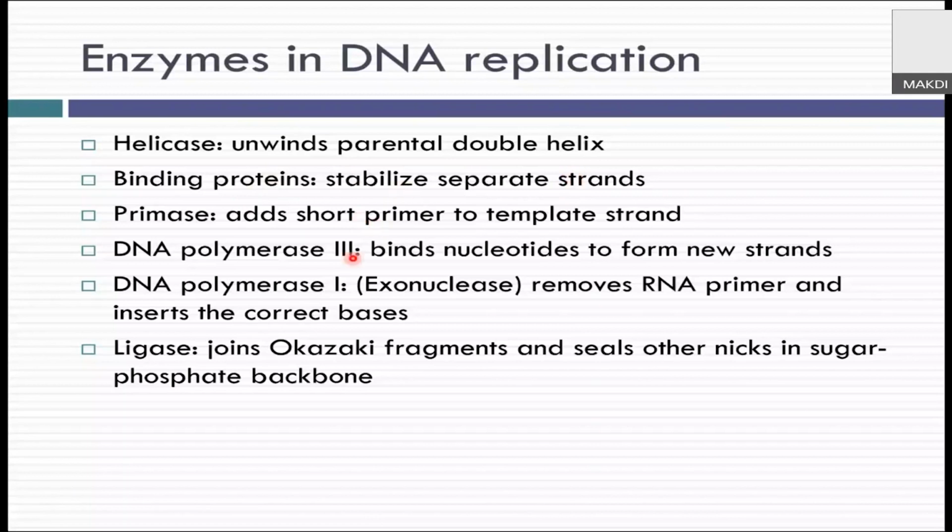Primase is the enzyme that adds a short primer oligonucleotide to the template strand. Because DNA, different from mRNA and RNA, cannot be created from nothing. It needs to start at a primer. So primase adds a primer, so the DNA can be replicated. DNA polymerase III is the most important. It binds nucleotides to form the new strand. DNA polymerase III is the one that will look for nucleotides.